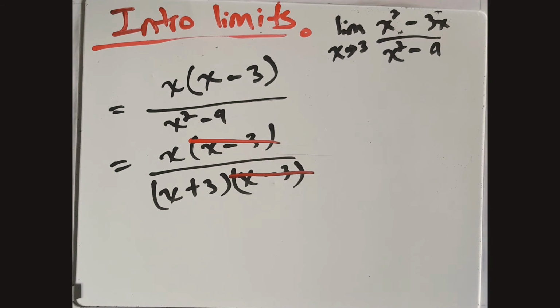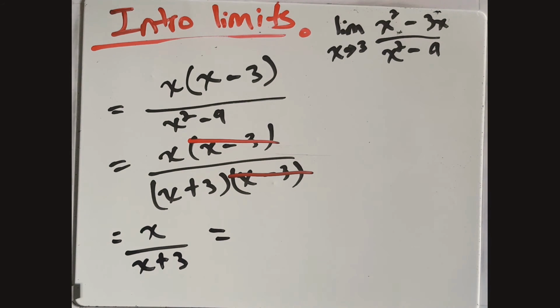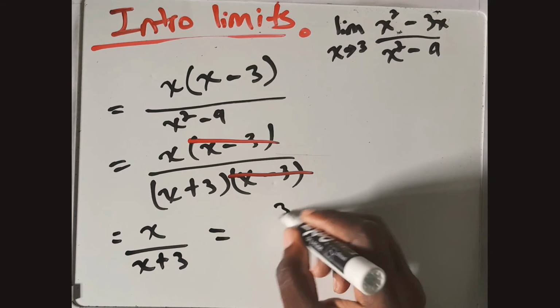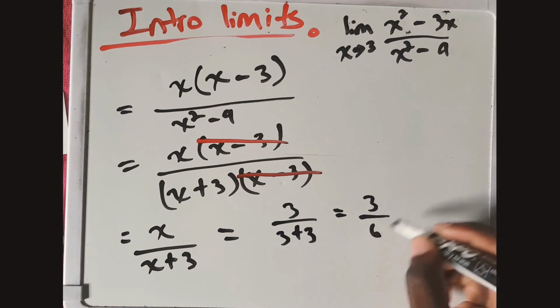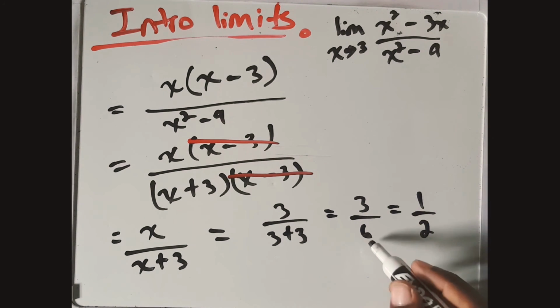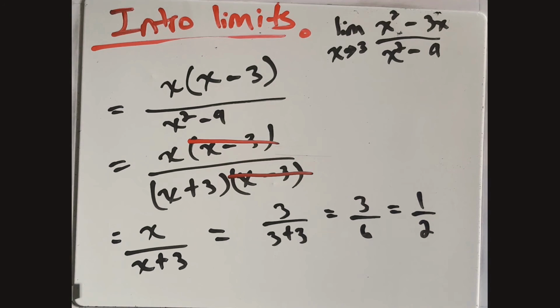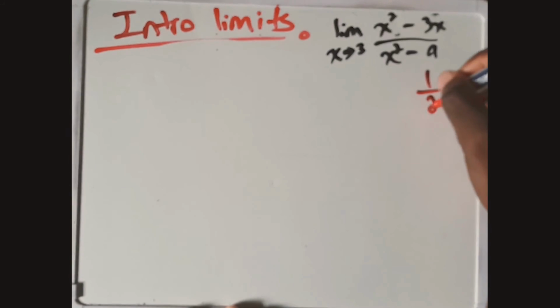So I'm left now with x over x plus 3. And if I substitute my value of 3, I'd have 3 over 3 plus 3, which is 3 over 6, which is the same thing as a half. Right? 3 into 3, 1, and 3 into 6, 2. So my limit would be a half. Now if I'm supposed to use the table to do the same question, I'm supposed to get a half, right? So let's do that. So remember that the limit was a half.